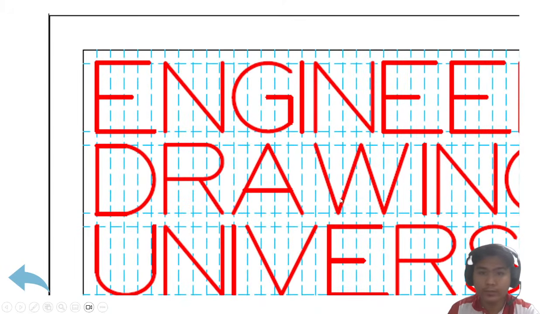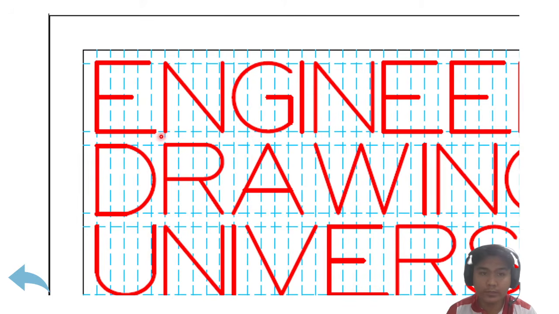Okay, in here we're going to write our letters, but there should be specific spaces in between those letters. As per the standard, it should be 2/10 of the height or 1/5 of the height. So I measured the height, which is also the width of our letters.